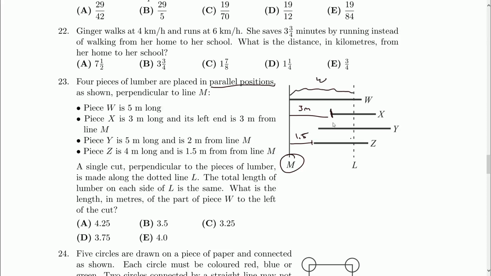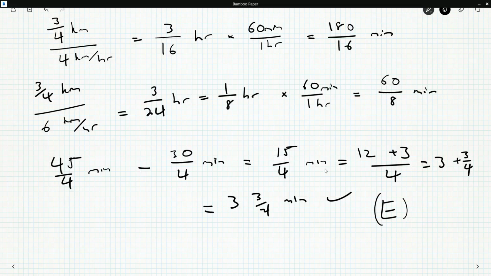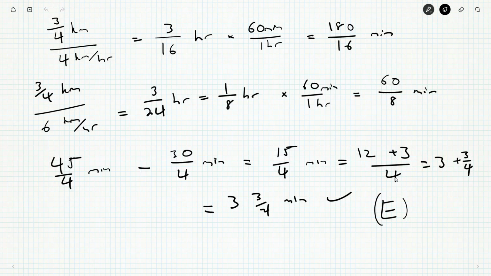So I might call that little w, because that's what we're going to try and find, and we got some possibilities here. So, what have we got going on here? Well, let's get rid of question 22. It was a fine question, but we're on question 23 now. I'm going to draw the picture.